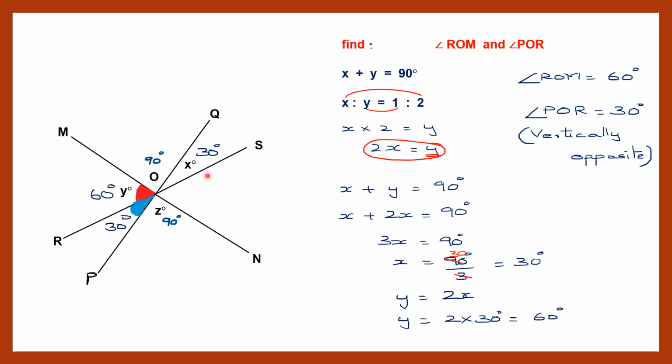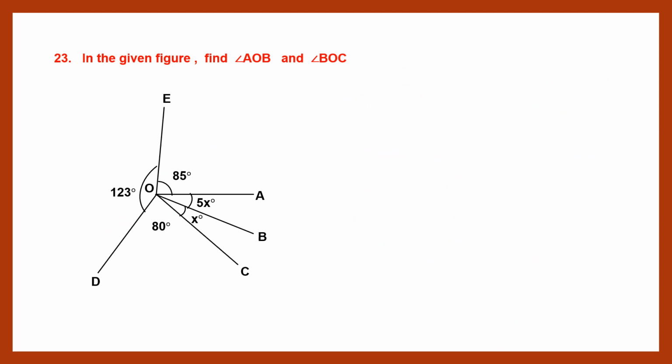So this is how we have found all our angles now. So we've got angle ROM to be 60 degrees and POR to be 30 degrees. Question 23. In the given figure, find angle AOB and angle BOC.